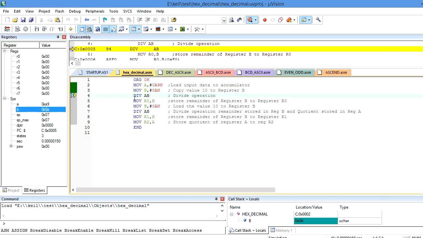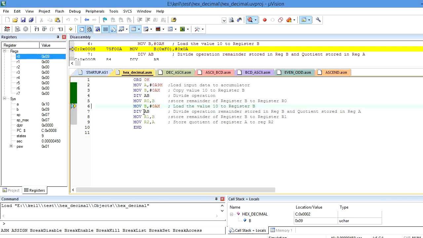And next we are going to perform the divide operation. In the division operation, the quotient will be stored in the A register and the remainder will be stored in the B register. The A contains the quotient and B contains the remainder. And the remainder I am going to store into the R0 register by using the instruction MOV R0, B. Initially R0 is 0. After execution R0 becomes 9.